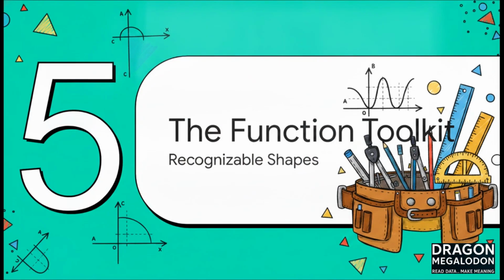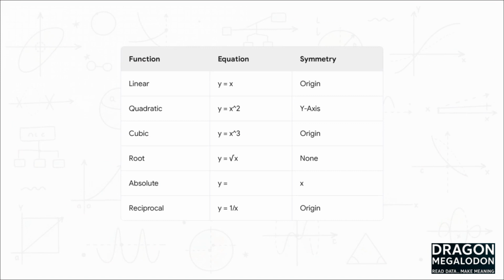Section 5, the function toolkit. We need to stock our utility belt with the standard library of recognizable shapes. Recognizing these toolkit functions and their symmetries means you can instantly visualize the graph without tediously plotting a single point. See an absolute value sign? You instantly know it's a perfect V-shape with even symmetry across the y-axis. See a cubic function? You know it snakes upward with odd 180-degree rotational symmetry around the origin. Memorizing these base shapes is crucial for fluency.